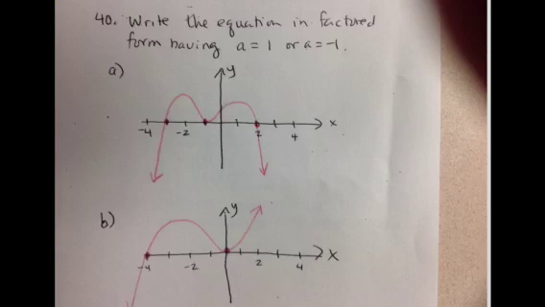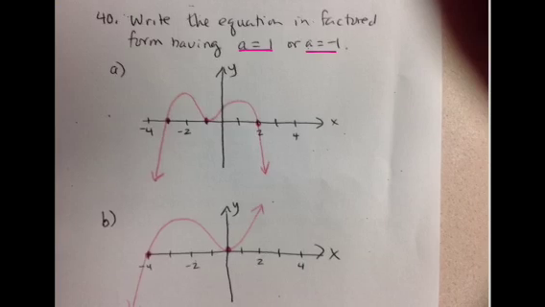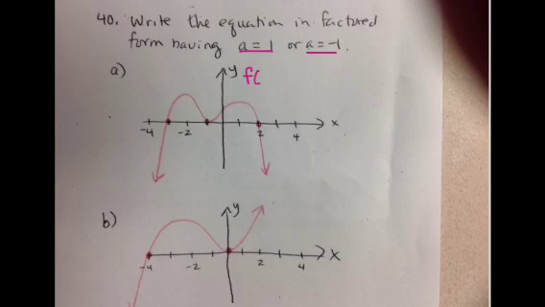Okay, so for number 40, you have to write the equation assuming again that a is 1 or negative 1. Notice the y-axis is not even labeled, because we're focusing in on the zeros, their multiplicity, and the end behavior. Because this is a down-down, I'll use f of x. I know that the a has to be negative. I also know that the degree has to be even because it's a down-down.